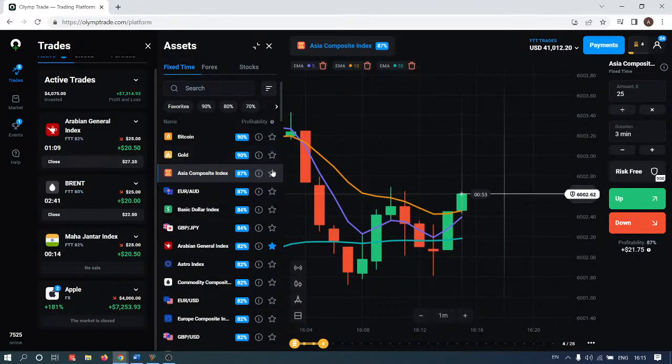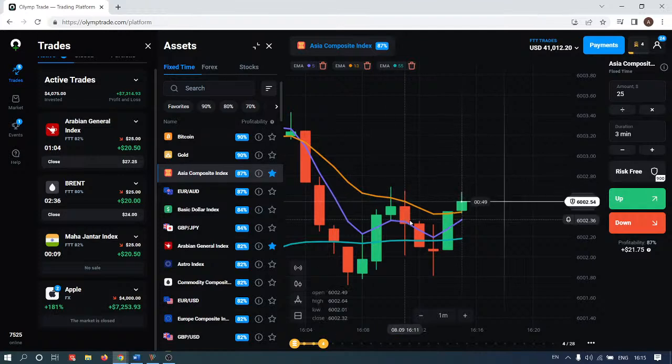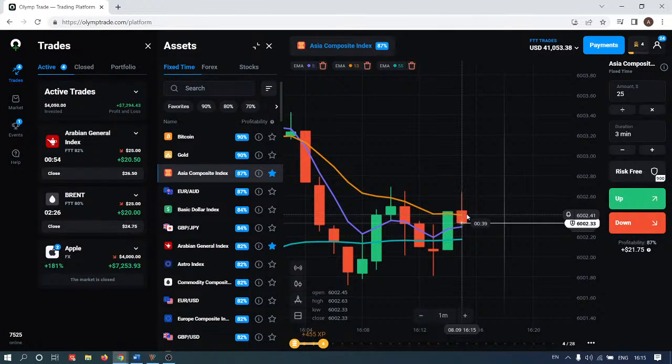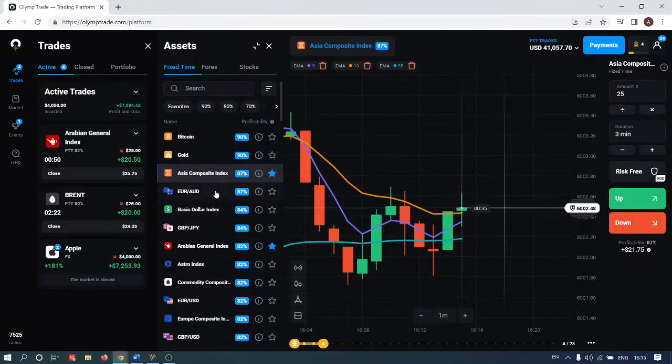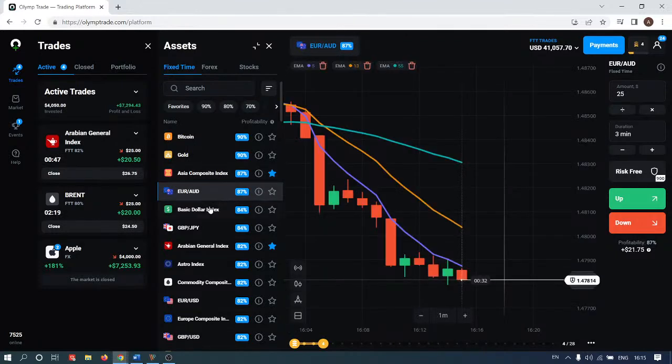Wow, Asia Composite Index. I think we are about to see another trading signal here. So let us just watch. Let us just relax. We take it easy. You don't have to be in a rush. Never be in a hurry to open a trade. You either open a trade or just wait for another one.